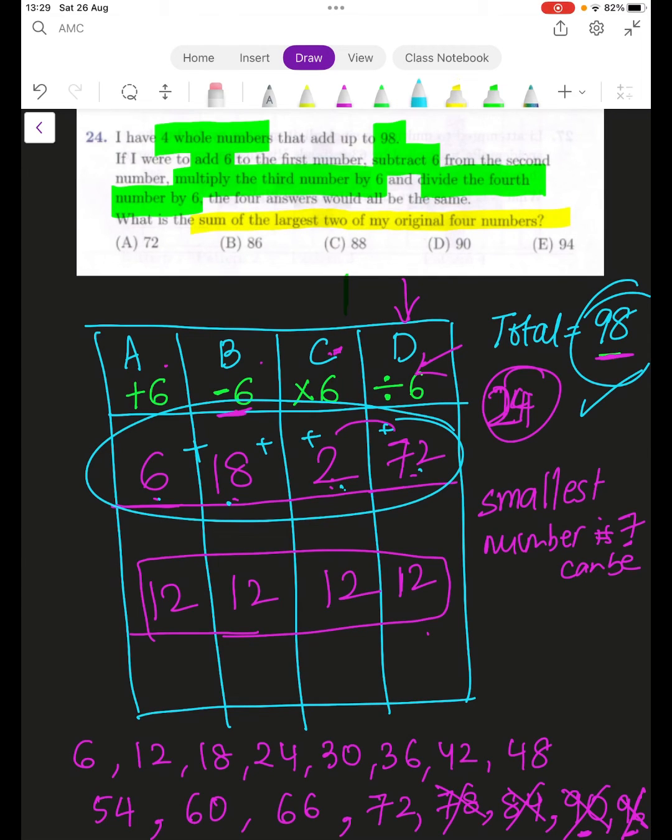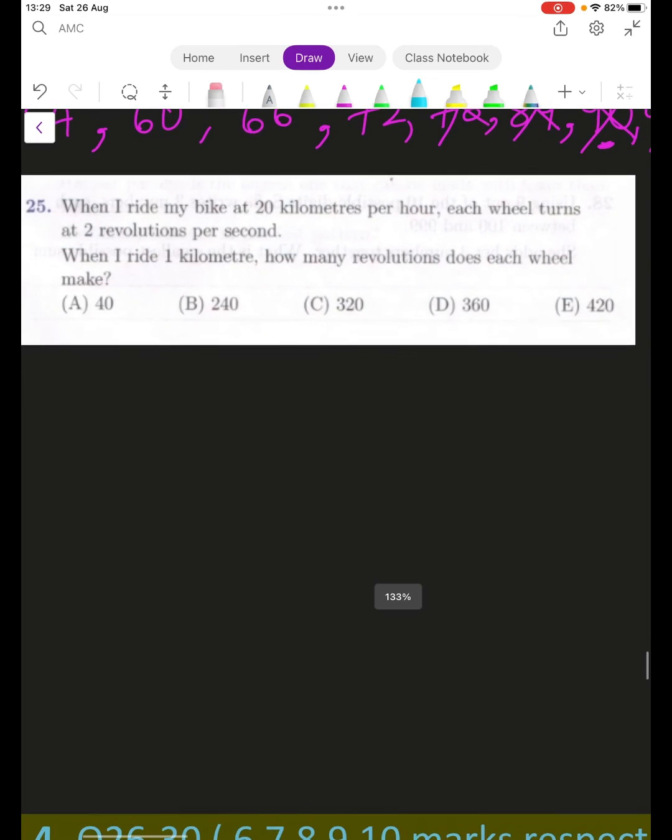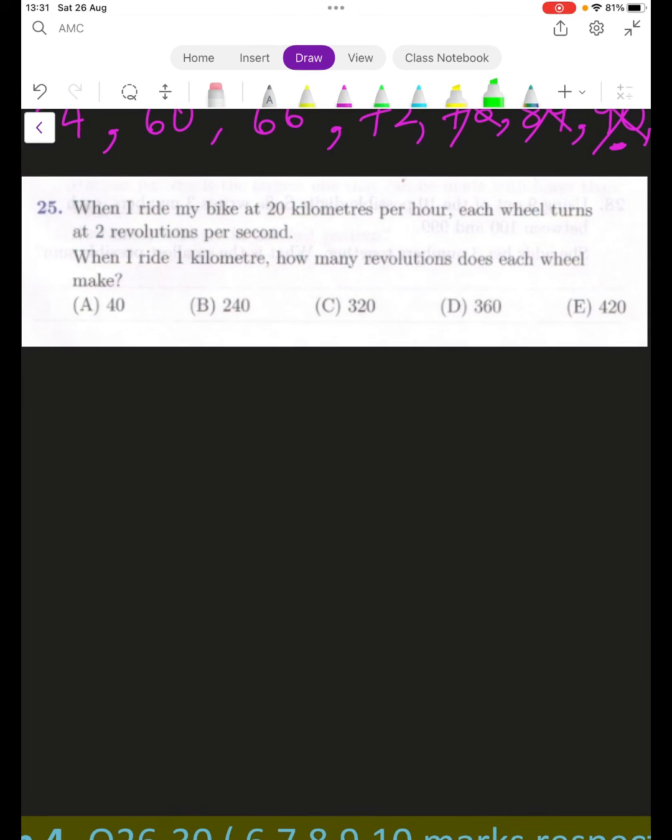Now reading the question again, what is the sum of the largest 2 of my original 4 numbers? So the largest numbers are 72 and 18. So the addition is 90. So this is our answer, 90.